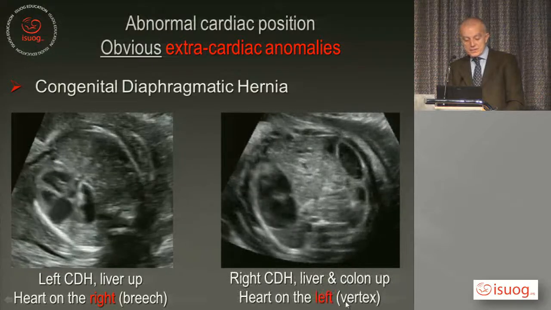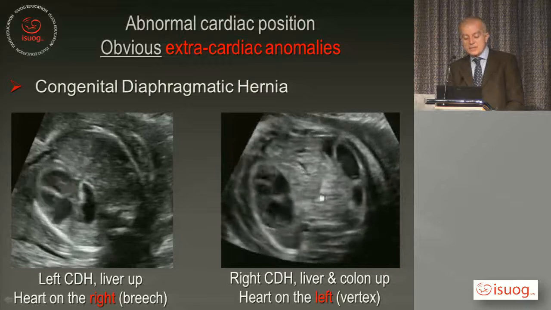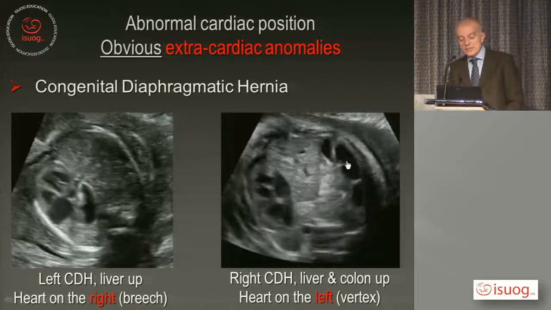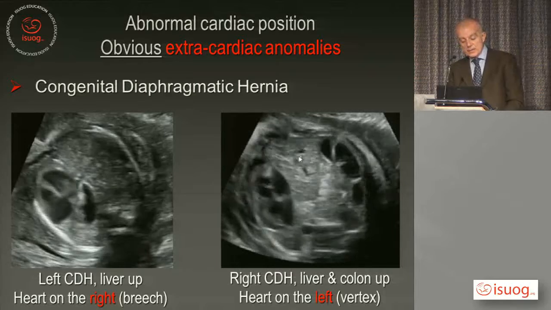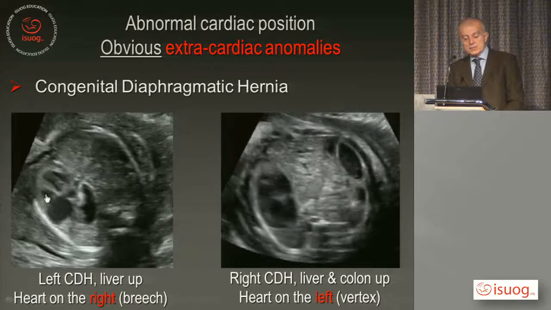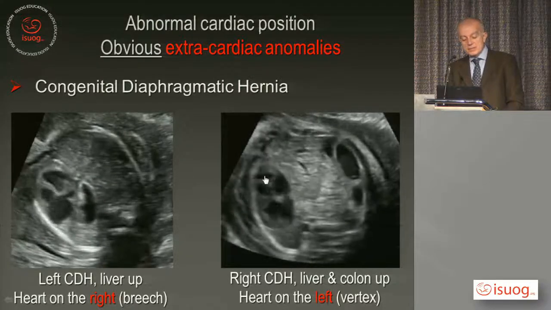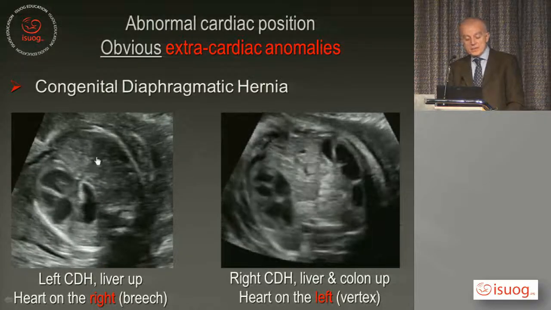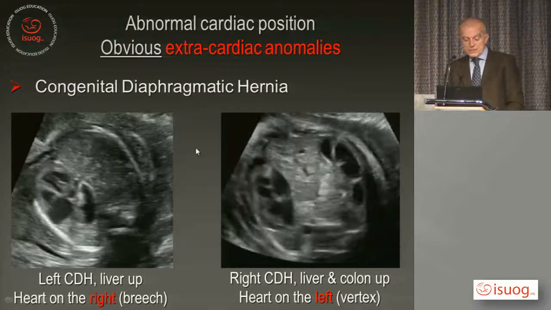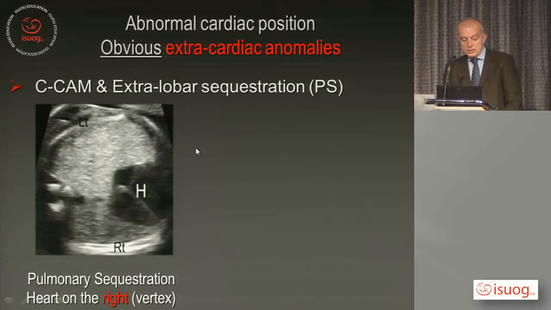In this case, it's a vertex, so this is the left. Again, a hernia, but in this case, it's the right-sided hernia. This is the hepatic flexure of the colon, you see here. The liver in the thorax again. But again, you see the two images are quite similar, but the heart is in a completely different position, and this is a left-sided hernia, and this is a right-sided hernia. So consider again and again the position of the baby in the womb.